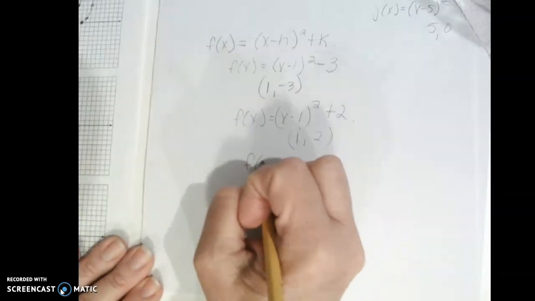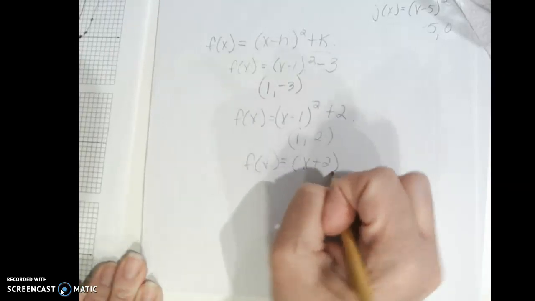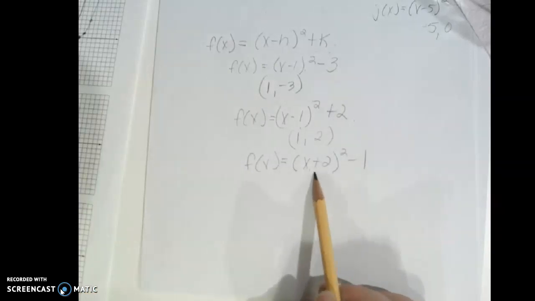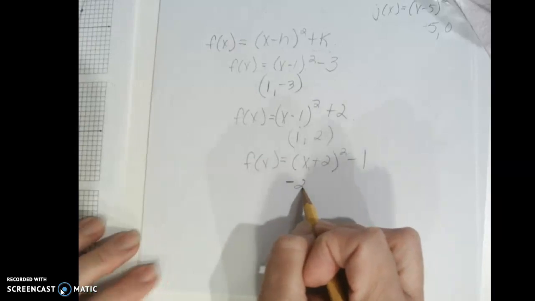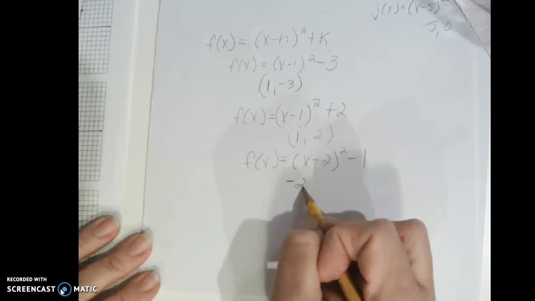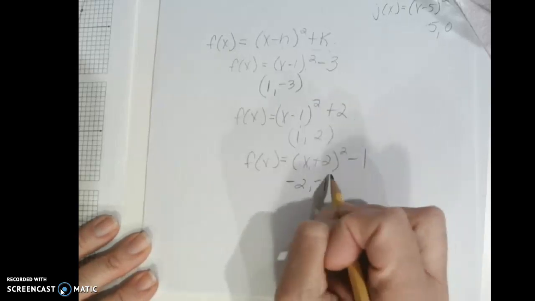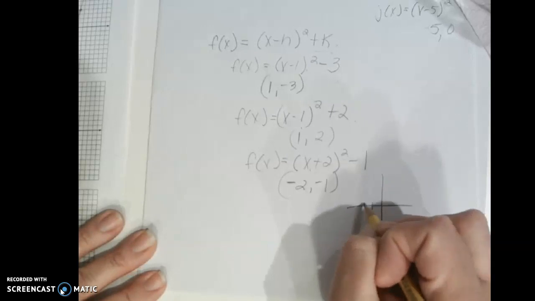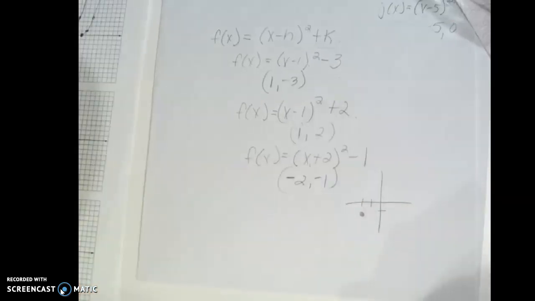Let's do one more. f of x is equal to (x plus 2) quantity squared minus 1. This is telling us that it is moving left 2. And when I say left 2, it's starting at (0, 0), because in our parent function, that's where it was, (0, 0), and then down 1, so it would be the point (-2, -1). And that just means if I were graphing it, this is where my vertex would be. And then everything else would be the same. Okay?